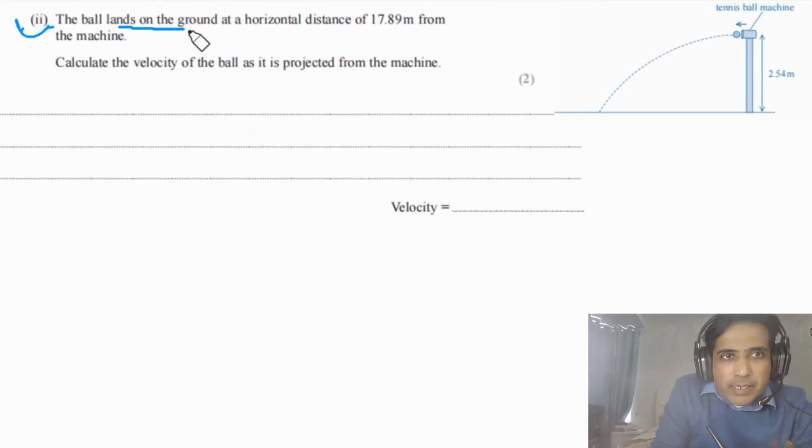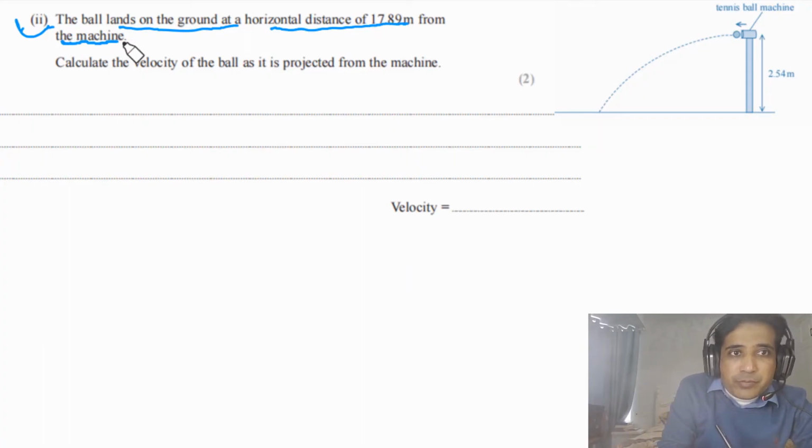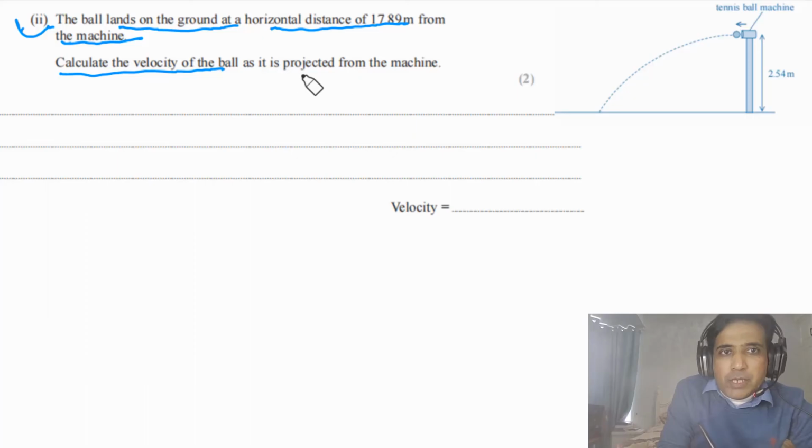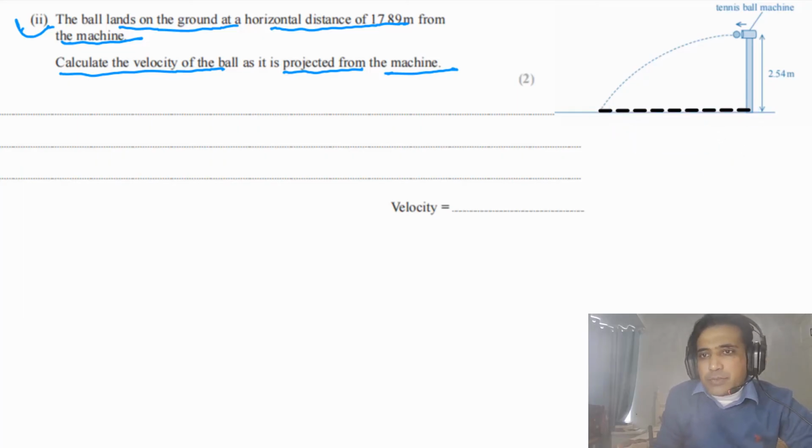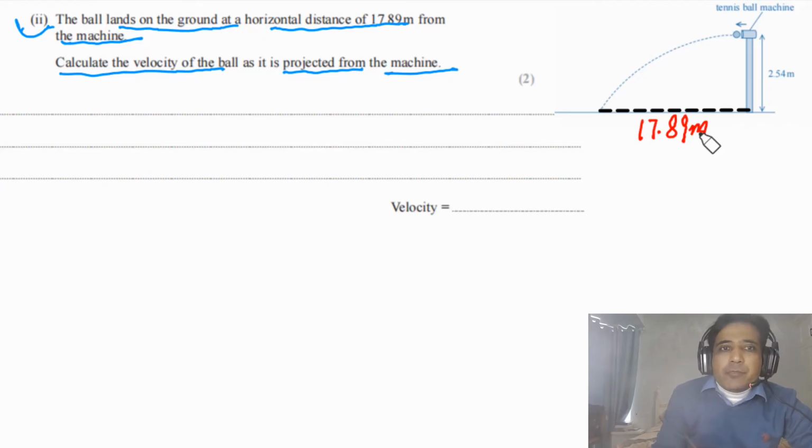Second part says the ball lands on the ground at a horizontal distance of 17.89 meters from the machine. Calculate the velocity of the ball as it is projected from the machine. So this question is telling us that the horizontal displacement from the machine is equal to 17.89. It's very important that you label this. We need to find the initial velocity, means we need to find the value of u. This is the value of ux, the horizontal velocity.